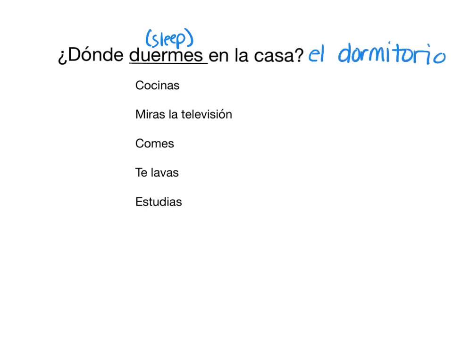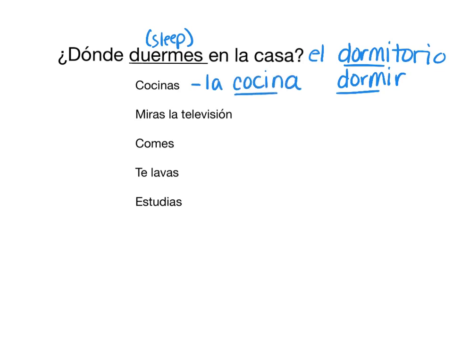This word, el dormitorio, the bedroom, and the verb dormir come from the same root word. This happens often in Spanish. ¿Dónde cocinas en la casa? Where do you cook in the house? To cook, the verb cocinar, happens en la cocina, in the kitchen.